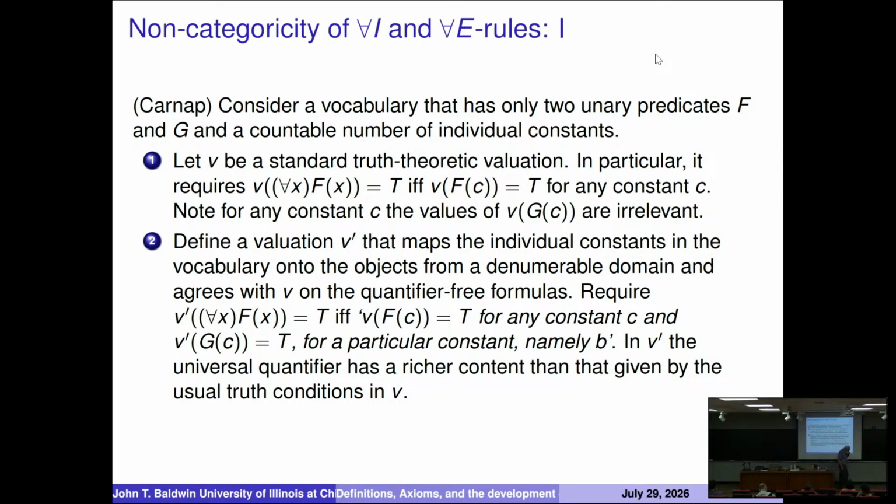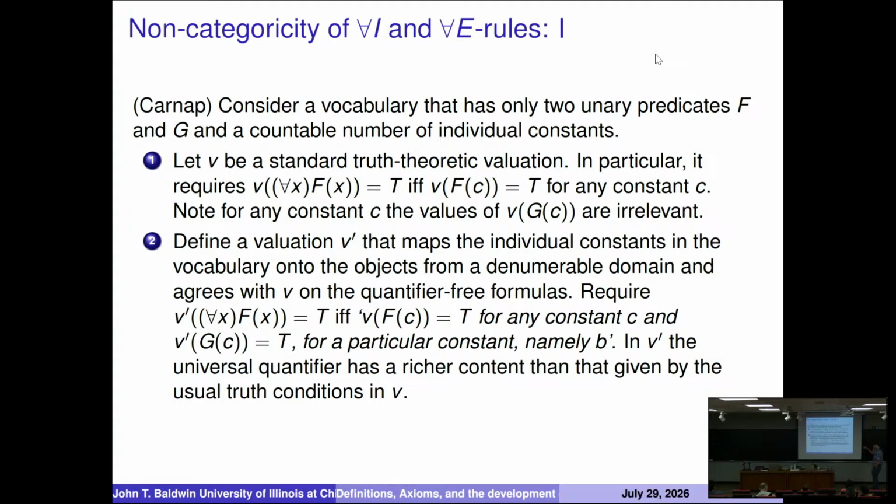Now, Carnap has this example of why this is not categorical. So my vocabulary has two unary predicates and a countable number of individual constants. And I'm going to take some standard truth theoretic valuation, and so v of for all x f of x equals true if and only if, as the standard one says, for every substitution it's true.